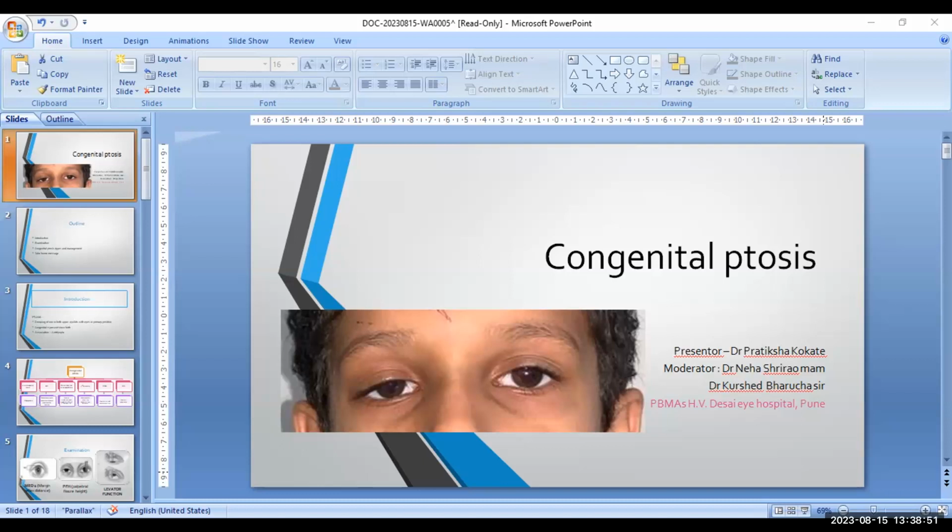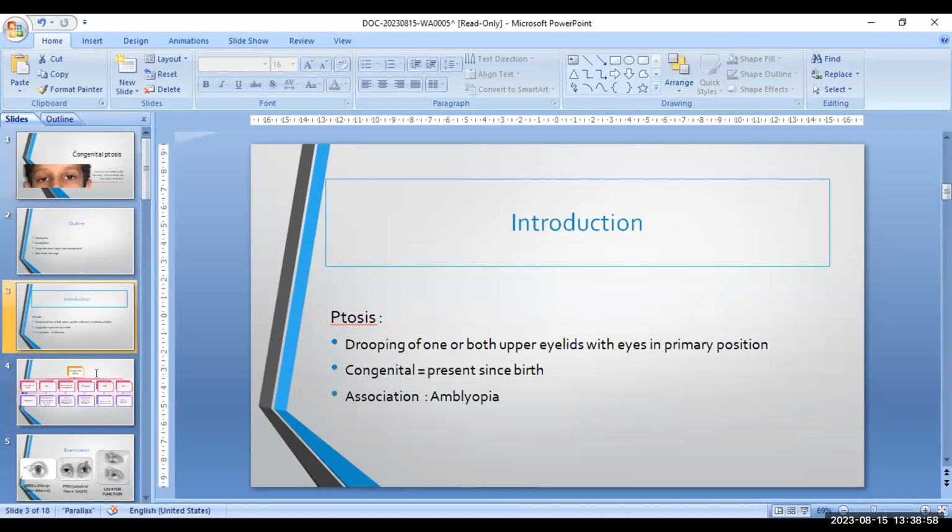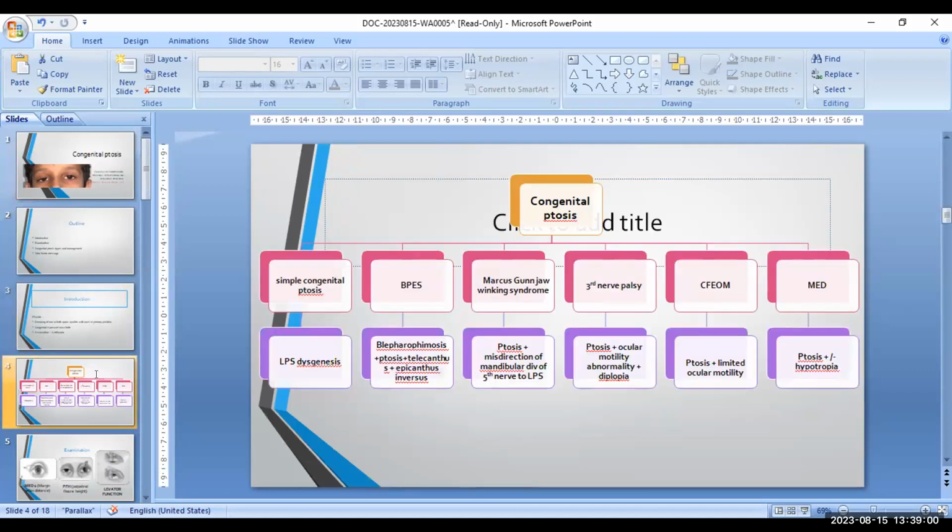Please move your slide. Slides are not changed. You have to change the slide. Now, sir? Is it moving? Yes. Like that you move and go on telling. Okay.